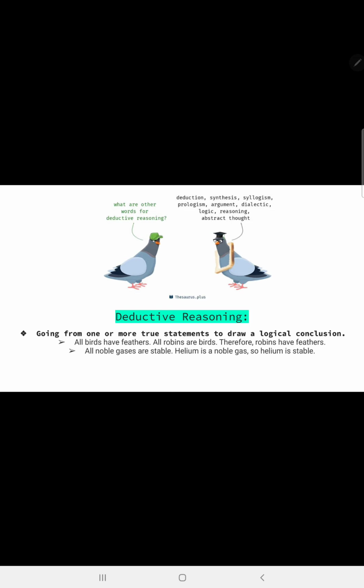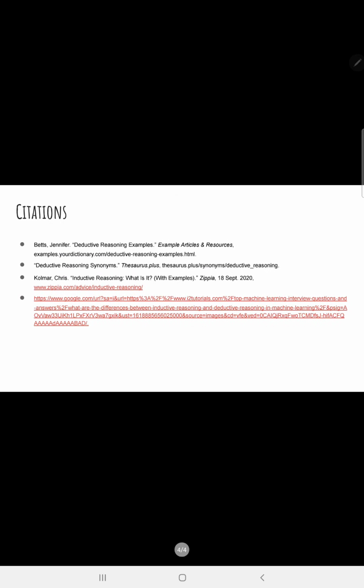I also put this picture since it could help memorize or kind of connect, since it gives you synonyms. And then I have citations.